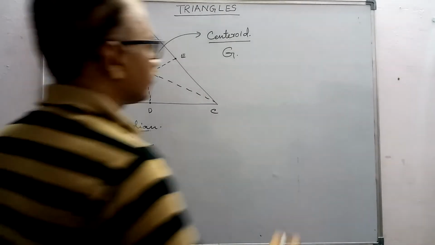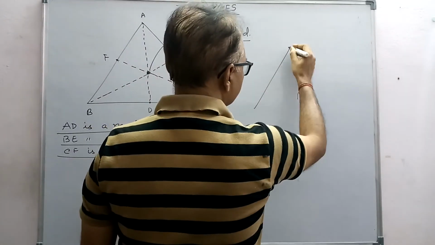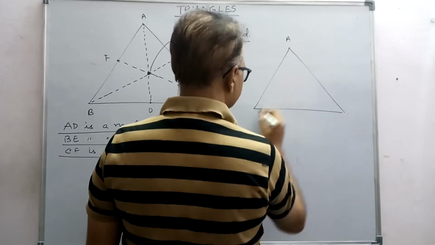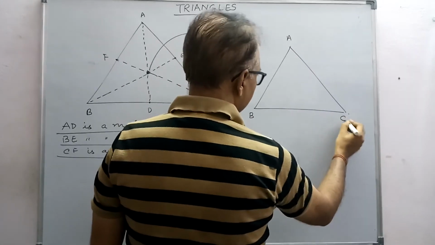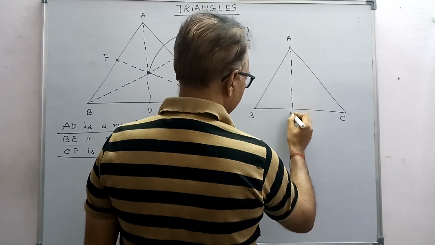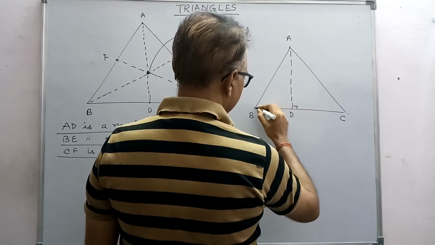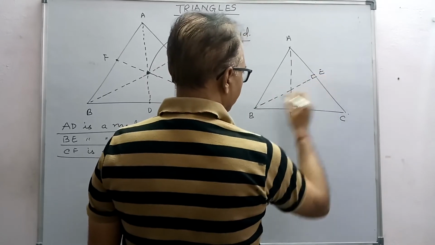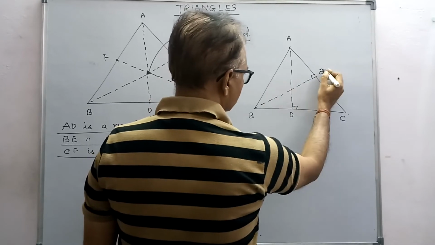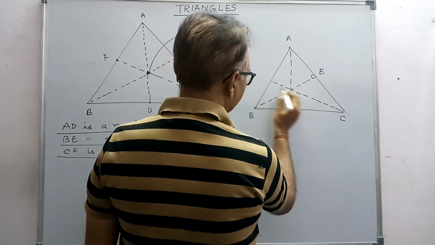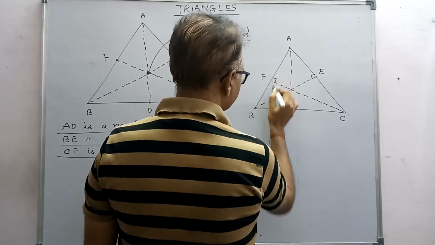Similarly, you see, if you draw a triangle ABC, then from A you can drop an altitude on BC. Let AD be the altitude. Similarly, BE is the altitude dropping from here, and CF is also an altitude. You drop it here, right over here. CF is also an altitude.